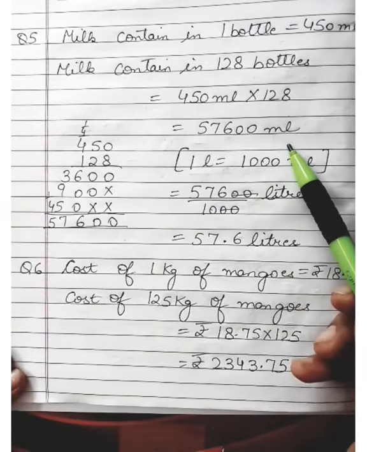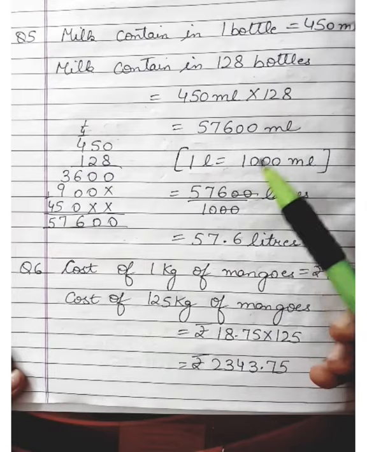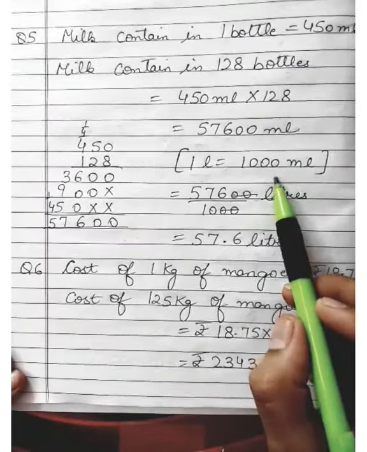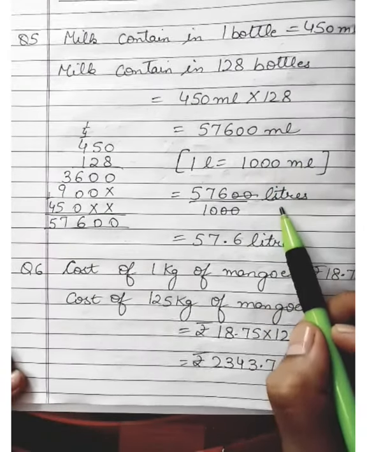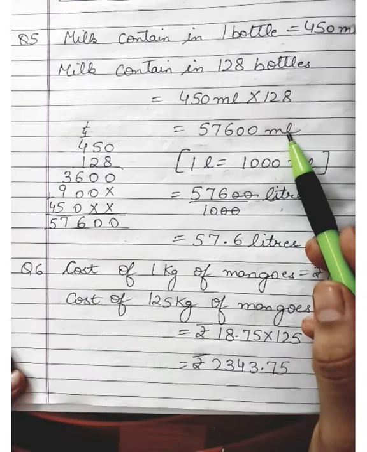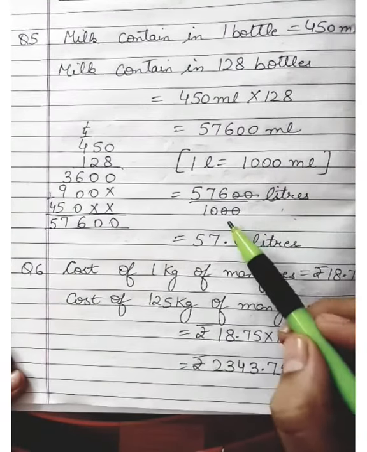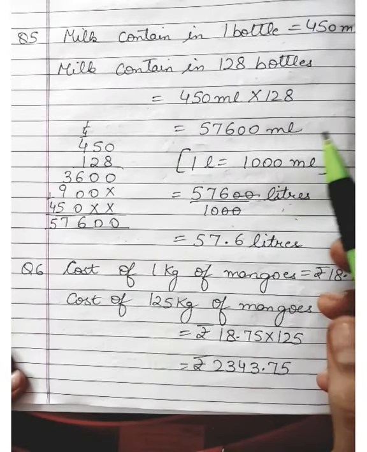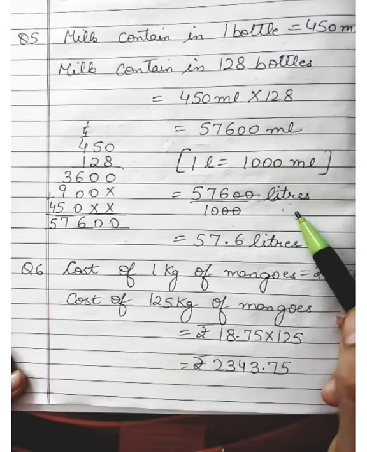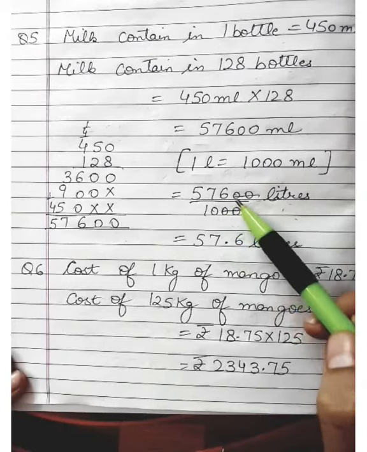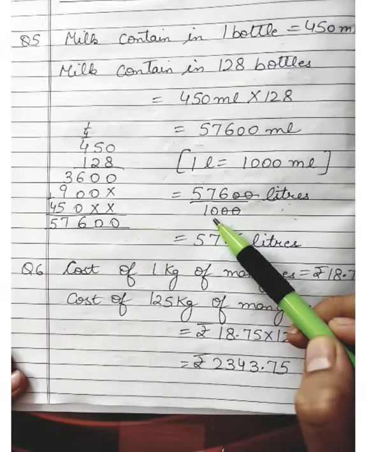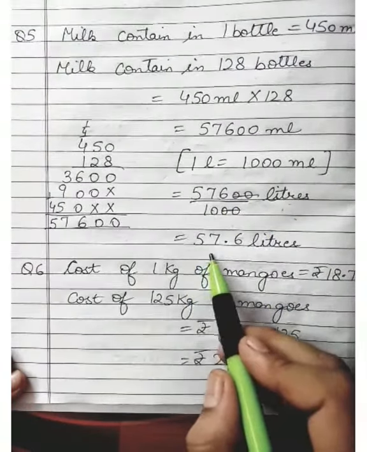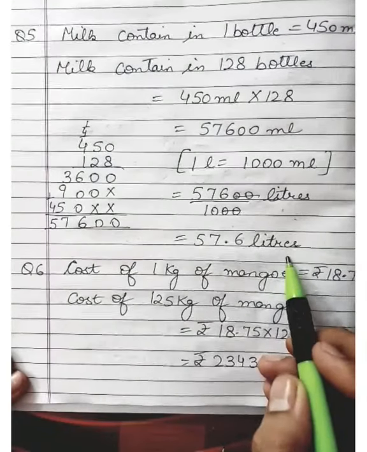The answer is in milliliter, but they told you to express the answer in liter. To change milliliter into liter, 1 liter is equal to 1000 milliliter. Milliliter is a smaller quantity, liter is a bigger quantity. When we convert a smaller quantity into a bigger quantity, we always divide. If we want to change smaller to bigger, then divide, bigger to smaller, multiply. Here we are going to convert milliliter to liter, so we divide it by 1000. 2 zeros cut, what is left? Only 1 zero is left, so we put the decimal after 7. So your answer is 57.6 liter. We leave the answer in liters.